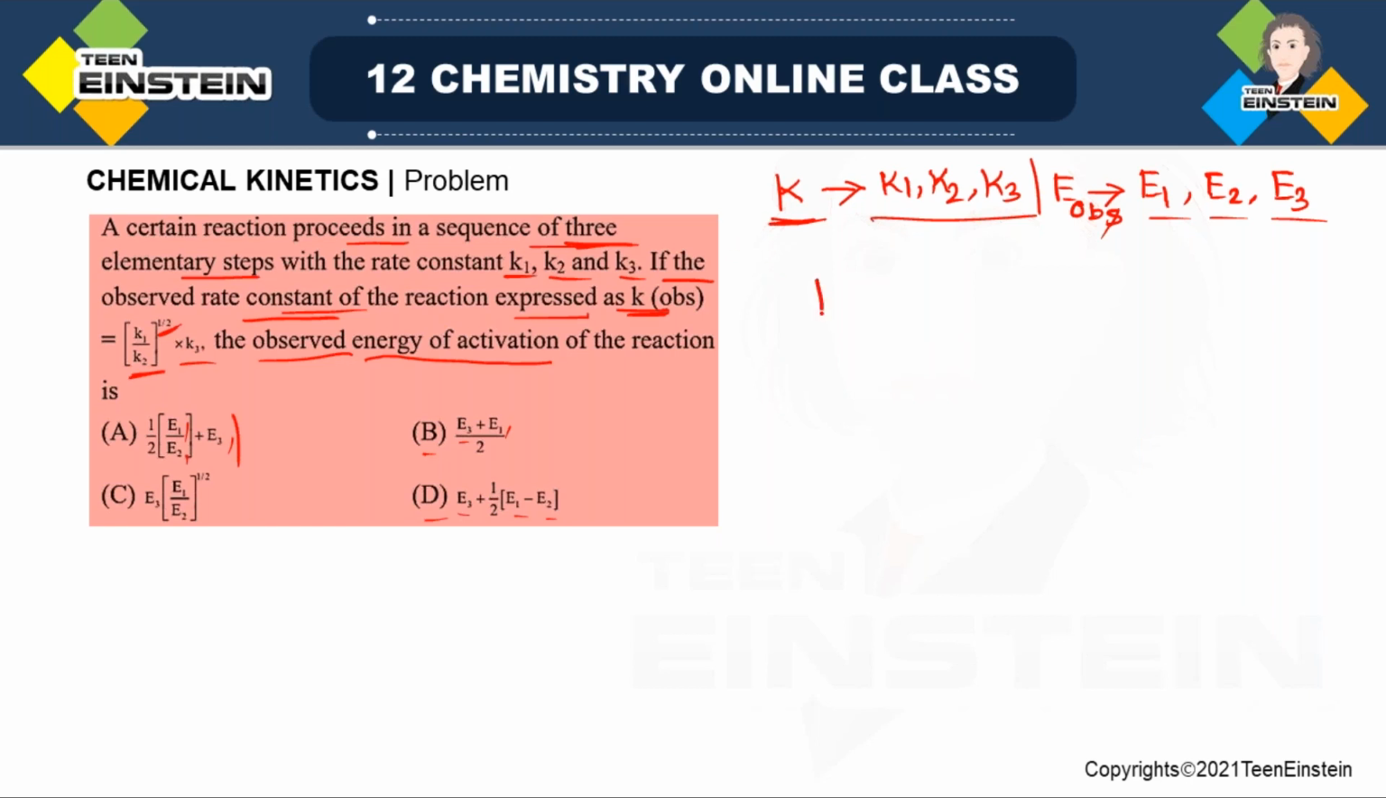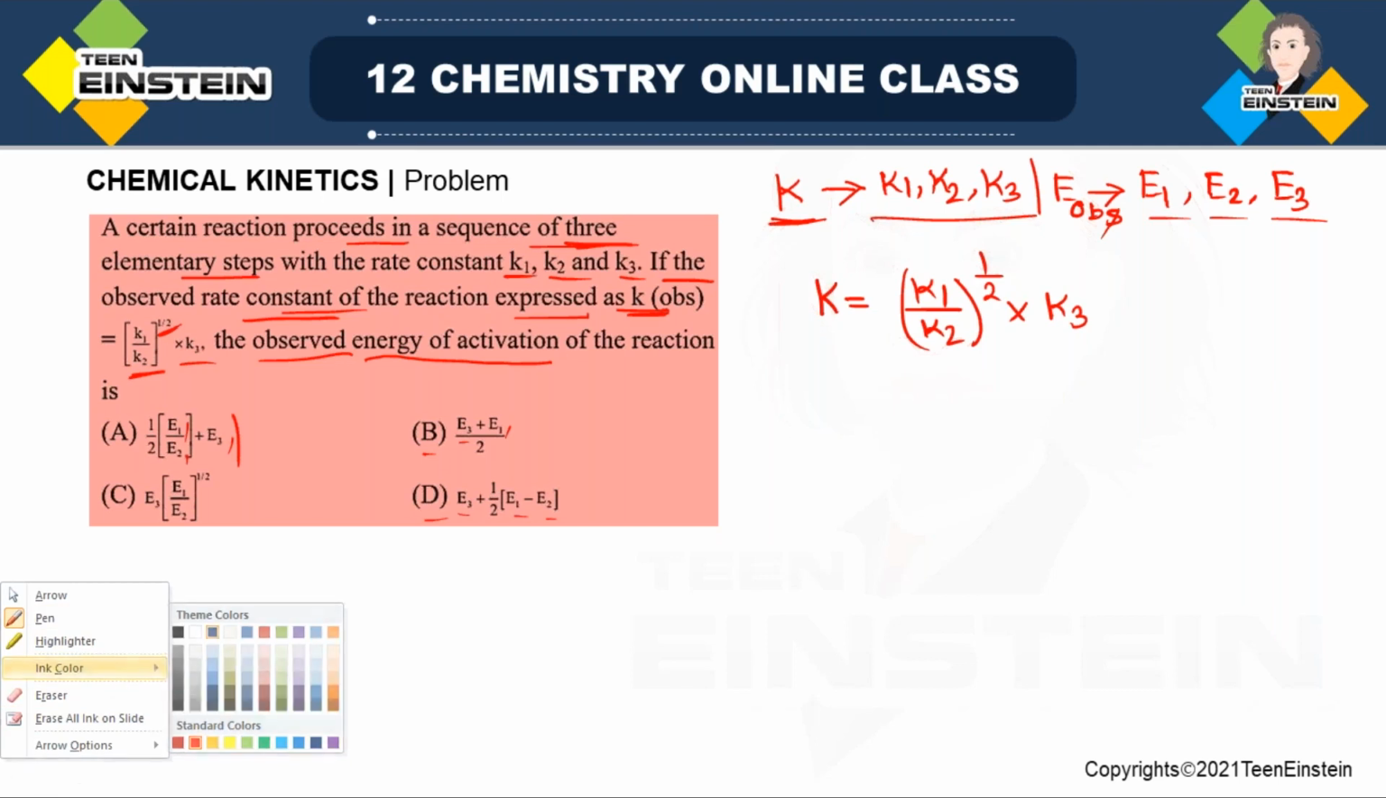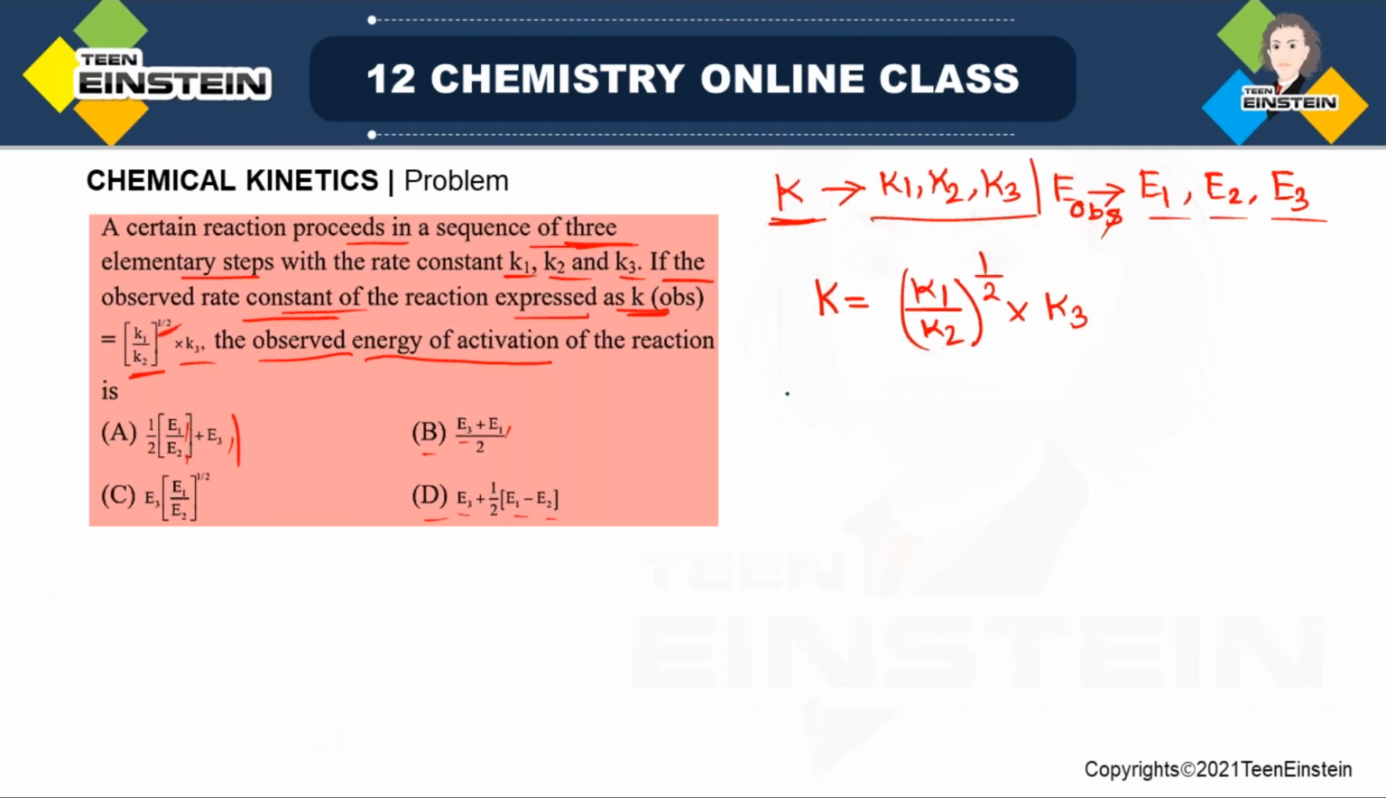So first we will write the relationship that is given, that is K equal to K1 by K2 to the power half, that means it is under root, multiplied by K3. Next we will take log both sides, or we can take ln, that will be better. So when we are taking ln, it will be ln K equals half ln K1 minus ln K2 within bracket. And as there is a multiplication sign, that means it will be plus ln K3.